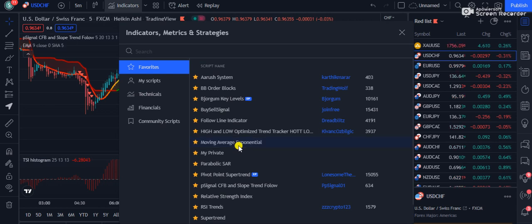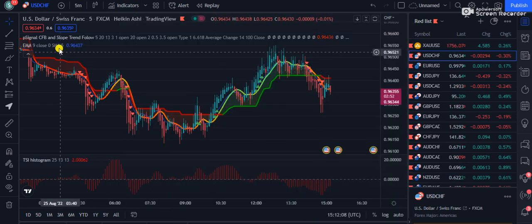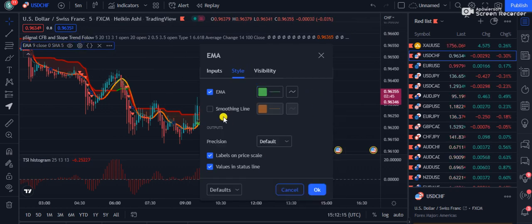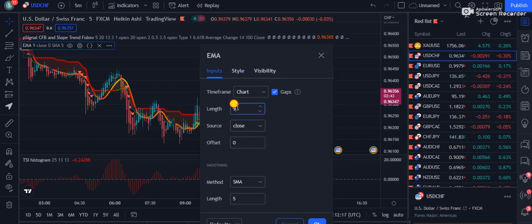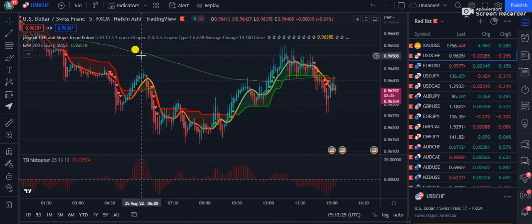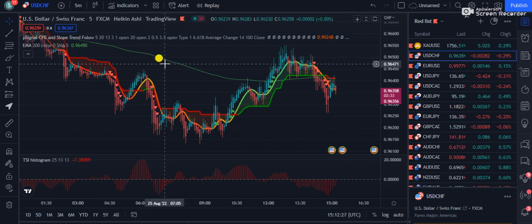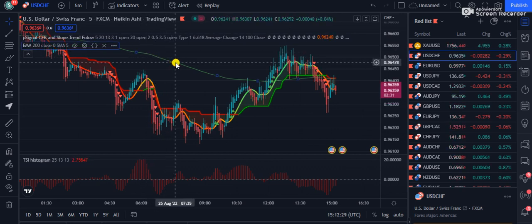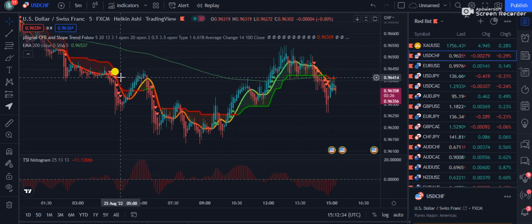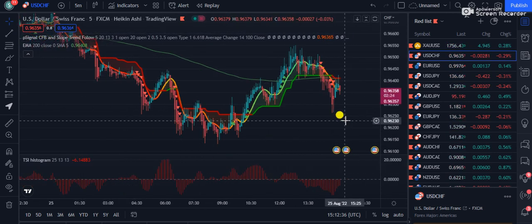And the third and final thing that we need to use is the moving average exponential. So I have just attached moving average exponential on my screen and am going inside the settings. So I am going to give it a green color, and then I'm going to inputs. Instead of 9, I will choose 200 for the moving average, and then I press OK. Okay guys, so the top line that you can see in the green color is the 200 EMA line, and this is the first indicator P signal that we attached, and this is the histogram, right?